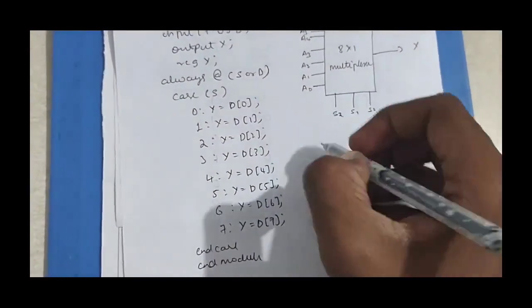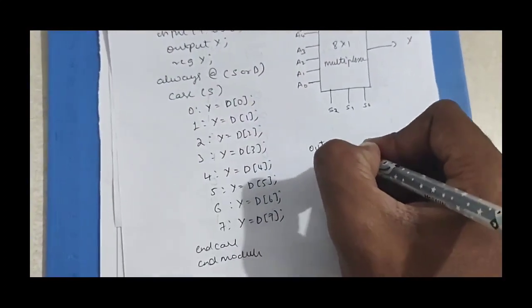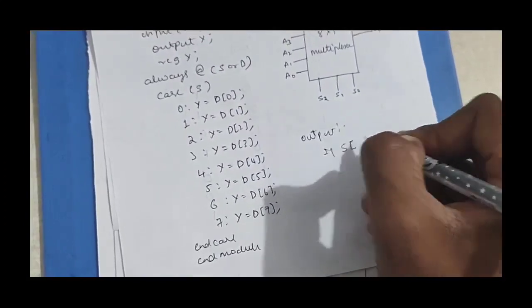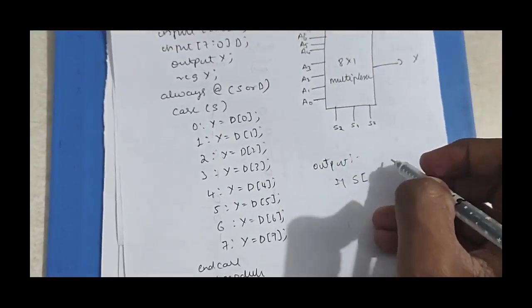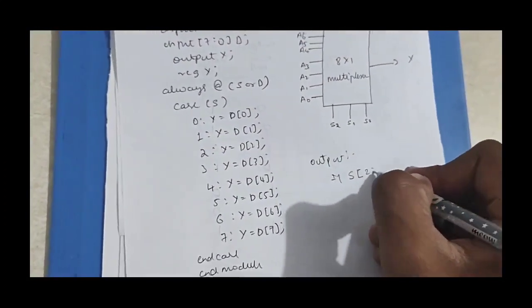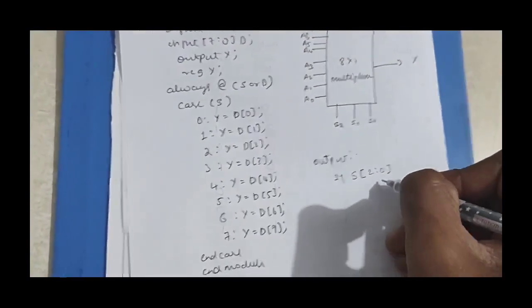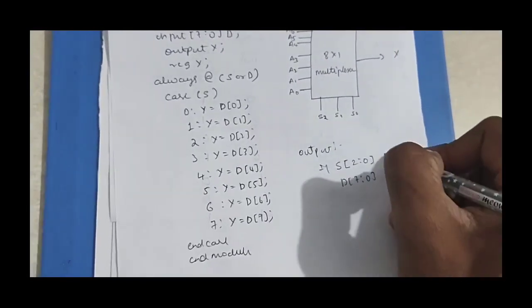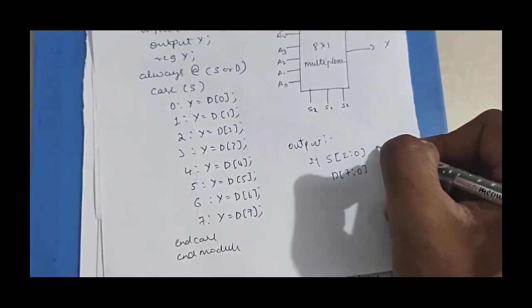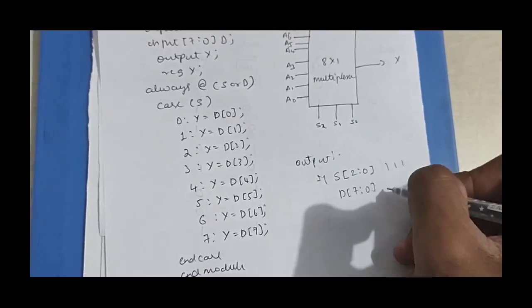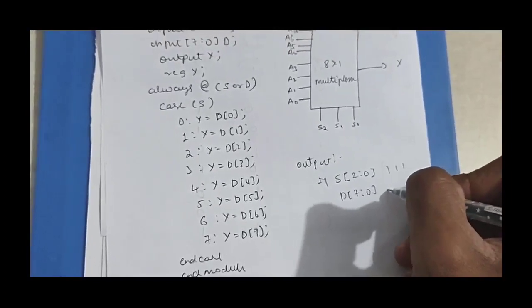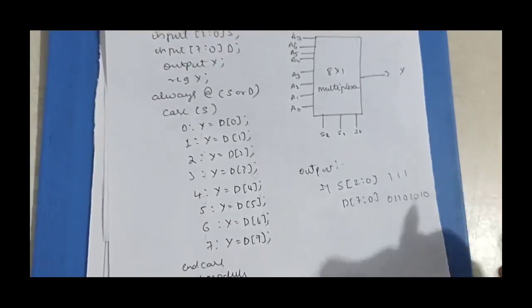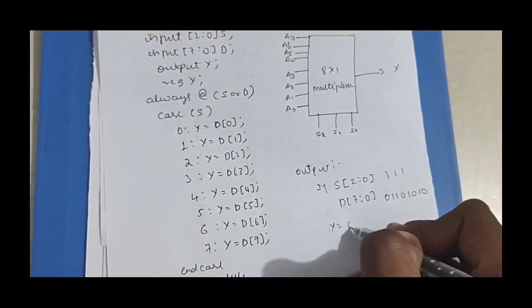And then the output will be: s[2:0] is given as 111, and d[7:0] inputs are 01101010, and the output y will be 0.